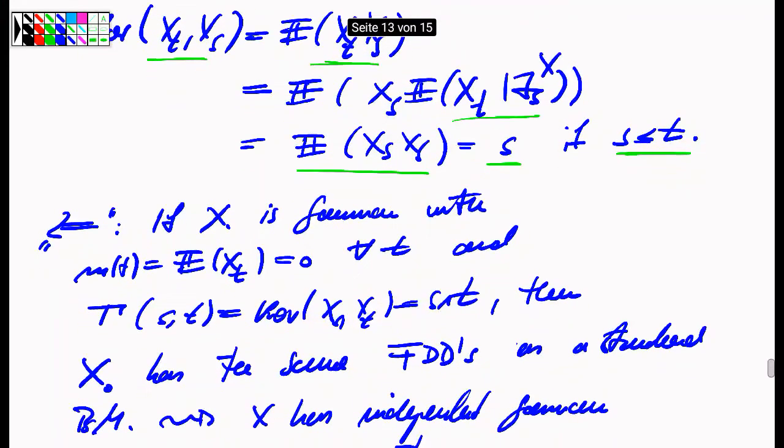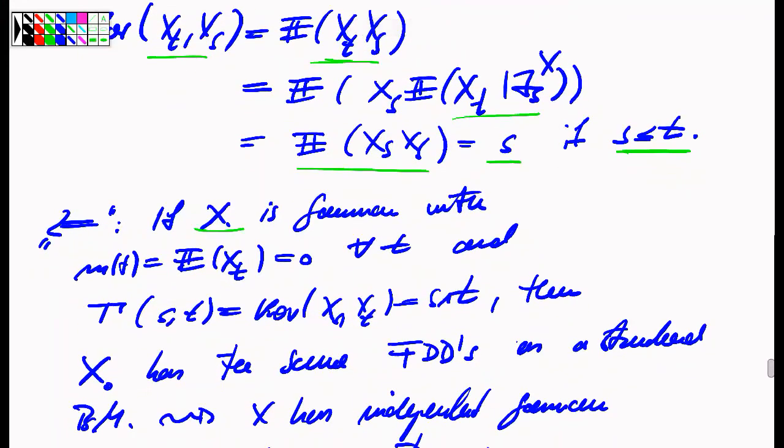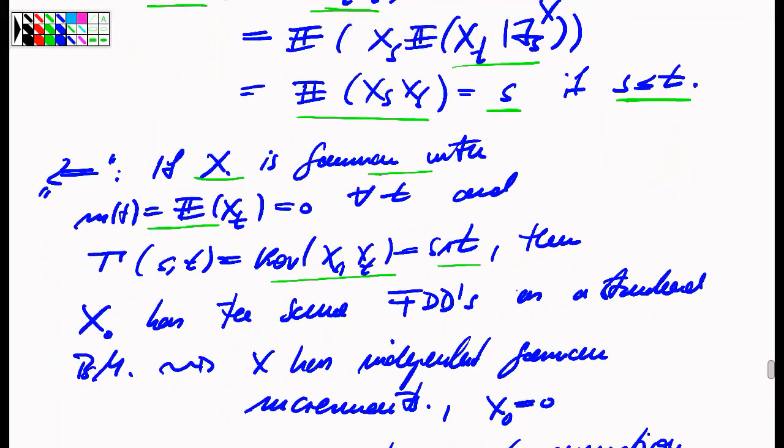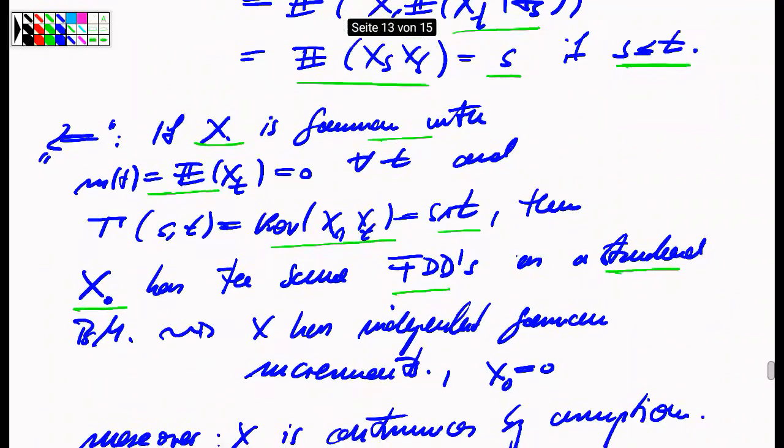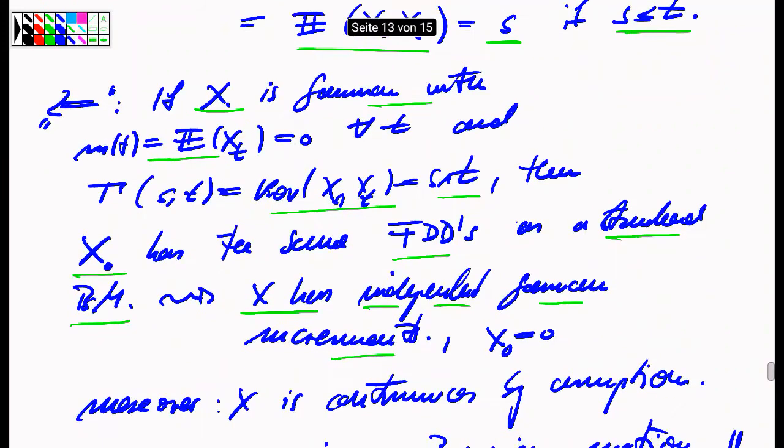Now conversely, if we do have a Gaussian process with continuous paths and which has this expected value function 0 and this covariance function s of t, then the finite dimensional distributions of this process are uniquely determined through these two data. And so we see that the finite dimensional distributions of x dot are the same as those of a standard Brownian motion. Hence, we find that x in particular has independent Gaussian increments, and of course x naught equals naught.